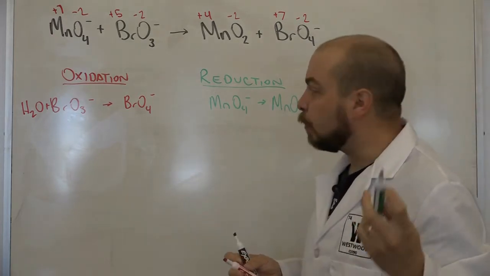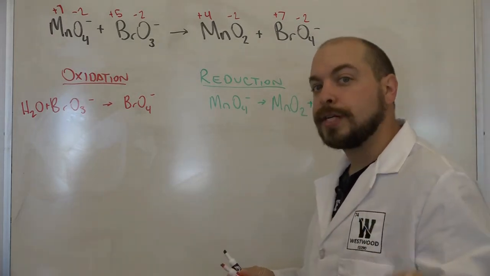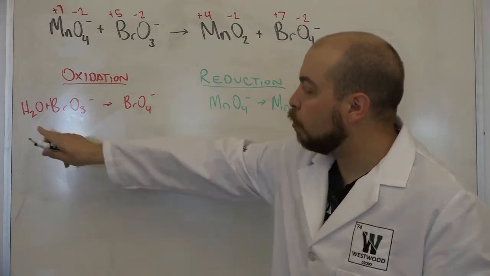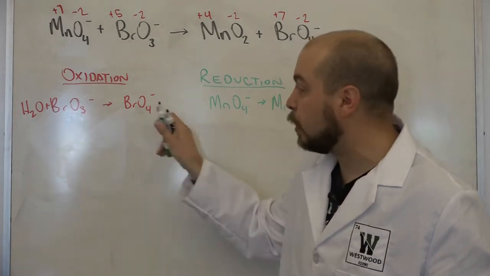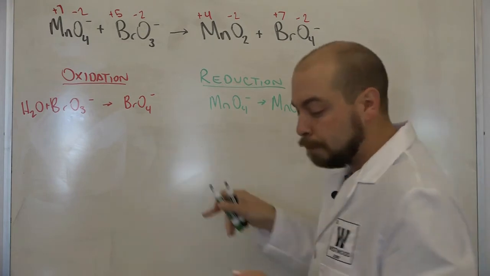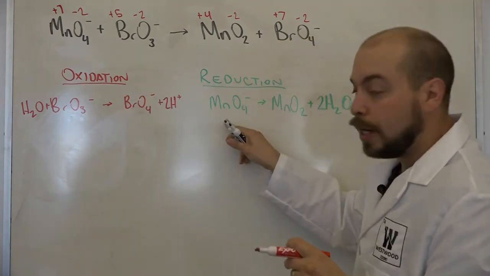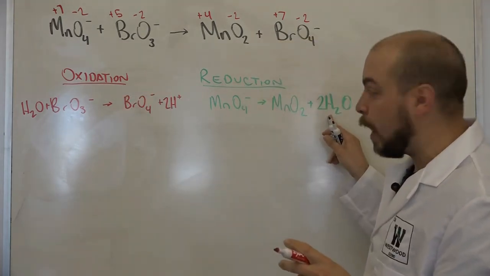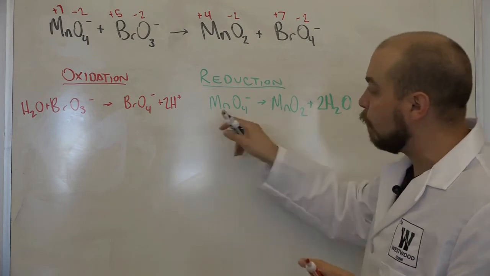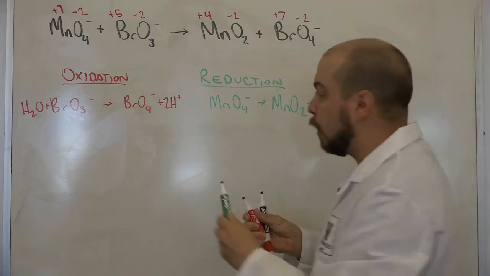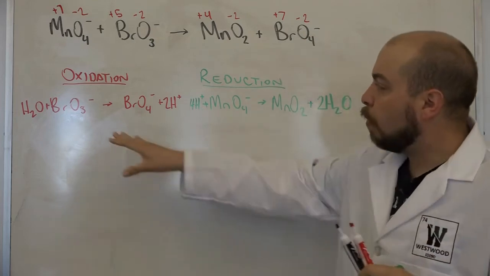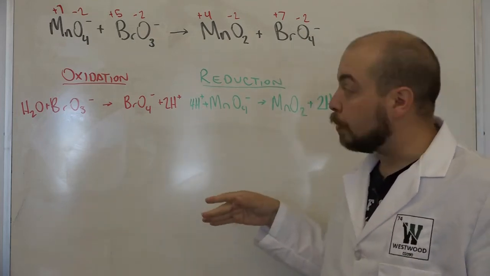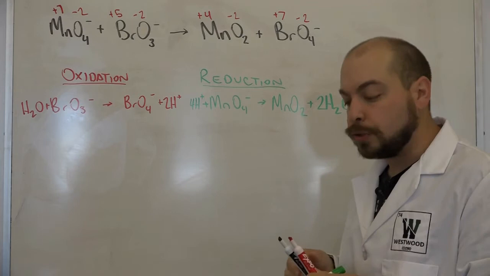Now we balance for the hydrogen atoms by adding hydrogen ions. Here I've got 2 hydrogen atoms on the reactant side, so I need 2 hydrogen ions on the product side. And in the reduction half reaction, I've got 4 hydrogen atoms on the product side, so I need 4 ions on the reactant side. So we're balanced for everything except for charge. To balance charge, remember, we add electrons.